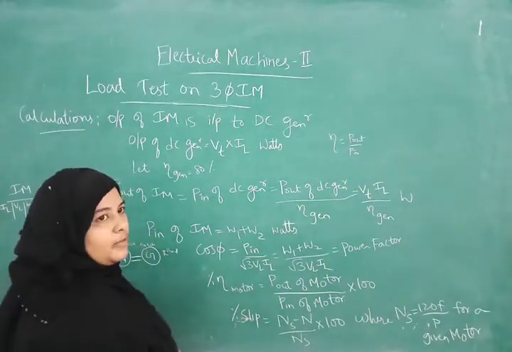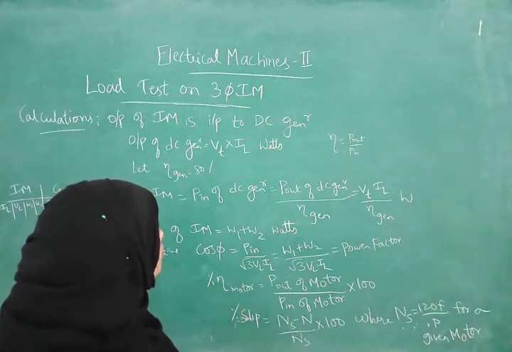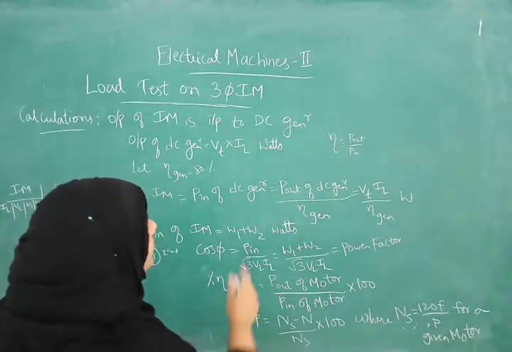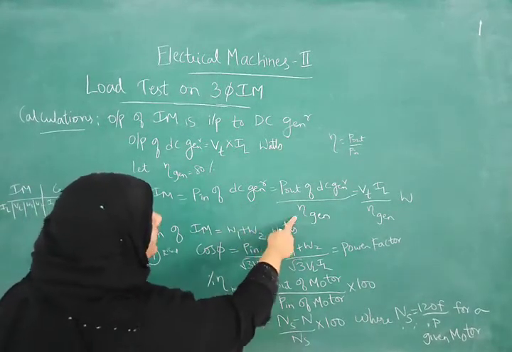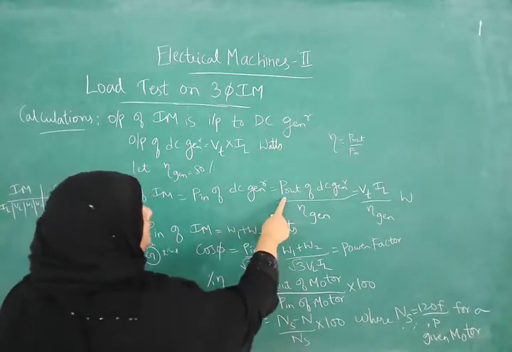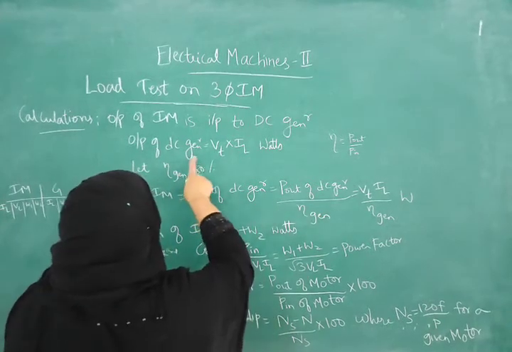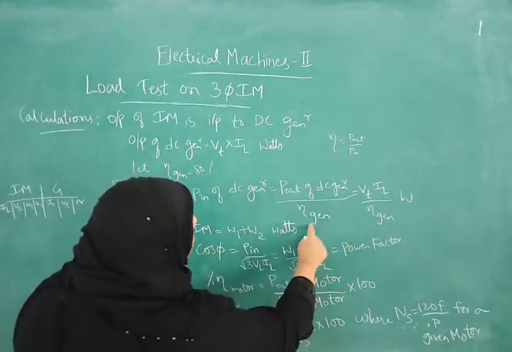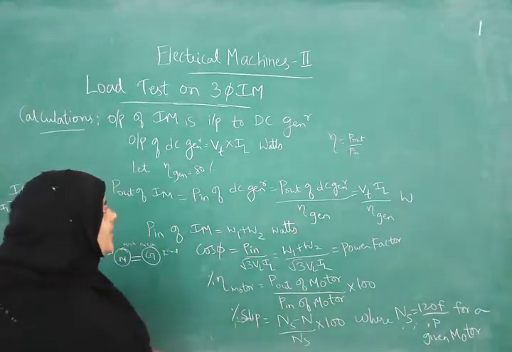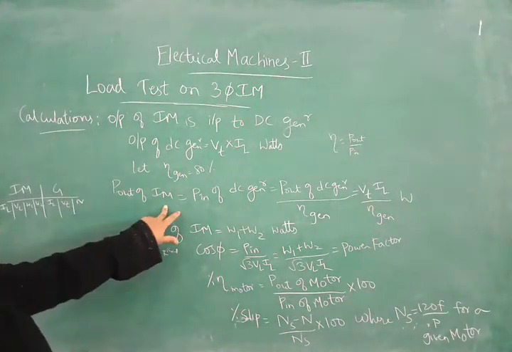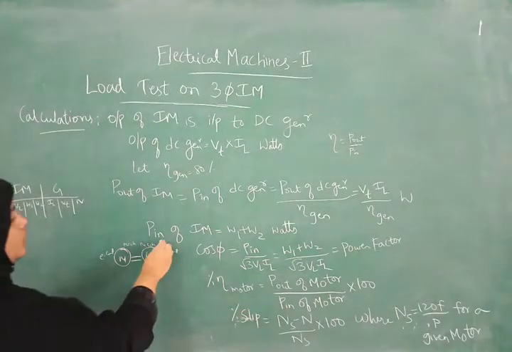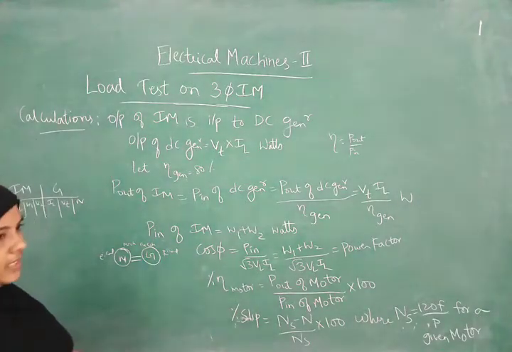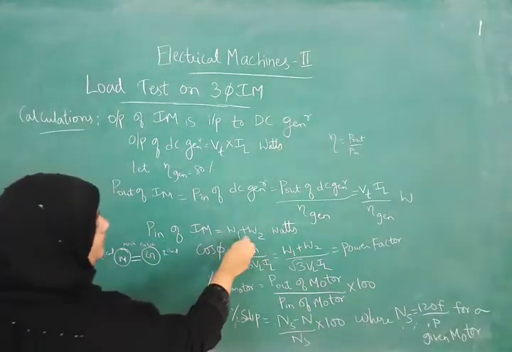The efficiency formula will be P out by P in. So from this what can I write? P in will be equal to P out by efficiency. So P out of the generator is how much? VT into IL. So VT into IL divided by the efficiency of the generator, in watts. So P out of the induction motor will be equal to VT into IL by the efficiency of the generator, in watts. And also we know this one, P in of the induction motor. The input power of the induction motor is W1 plus W2 watts.